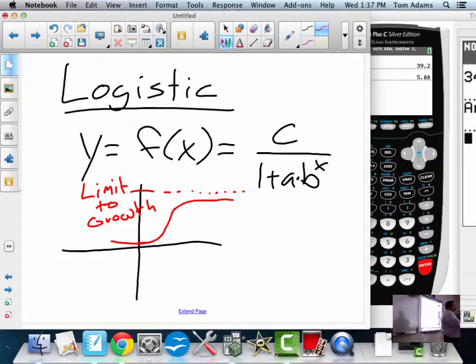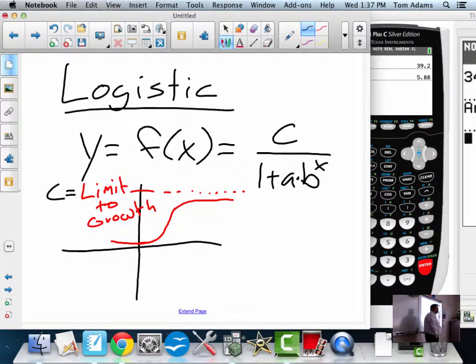So no matter what happens to those bacteria, once that petri dish is full, it can only hold so many bacteria. And so they'll still produce more bacteria, but some of the bacteria will be forced out of the dish or they won't live anymore, but something's going to happen. And so the equation that we use to model this behavior is this. Now there's a couple of things I want to tell you. C represents this limit to growth.